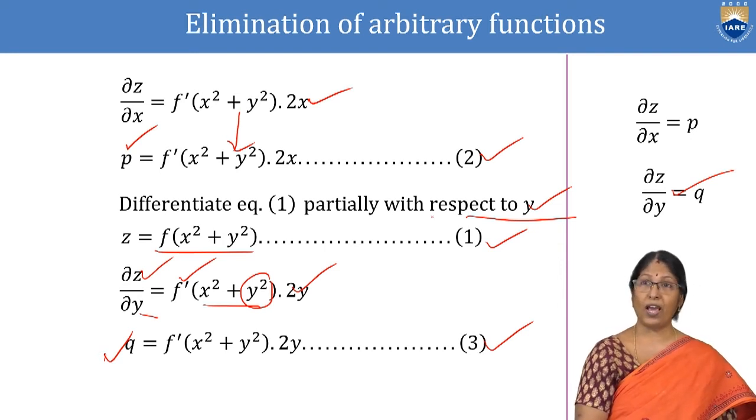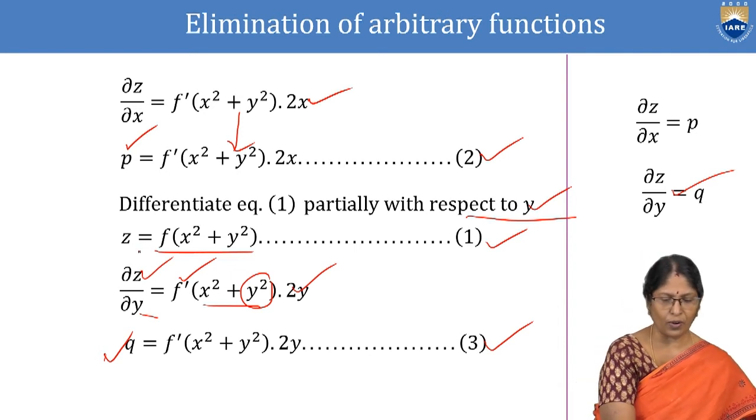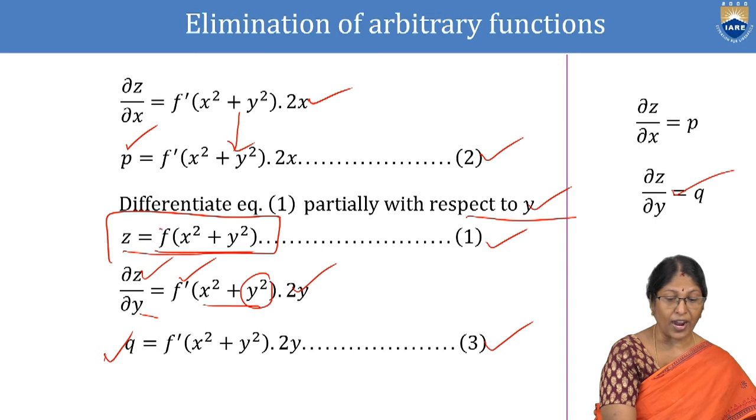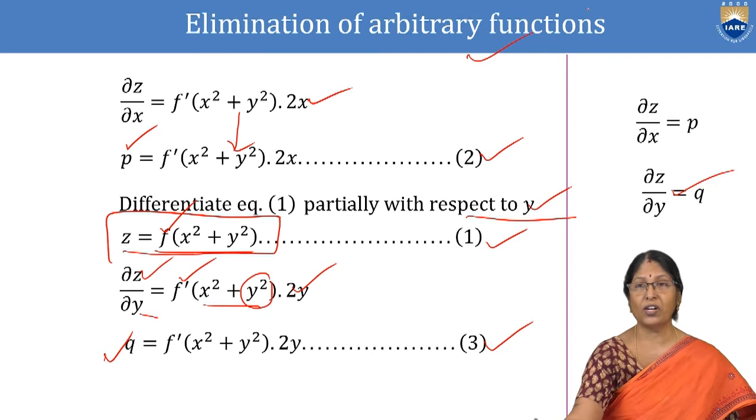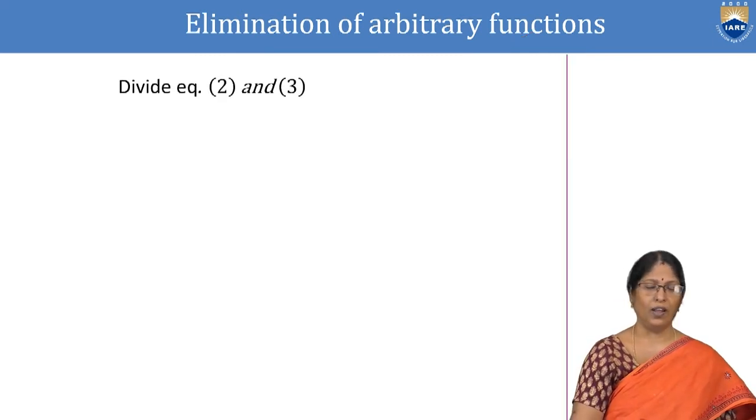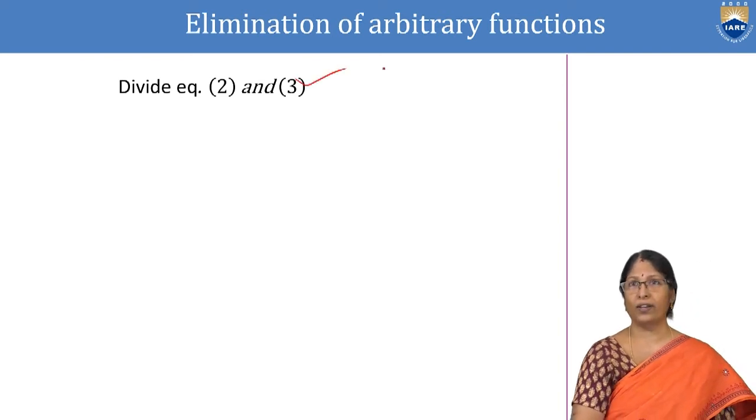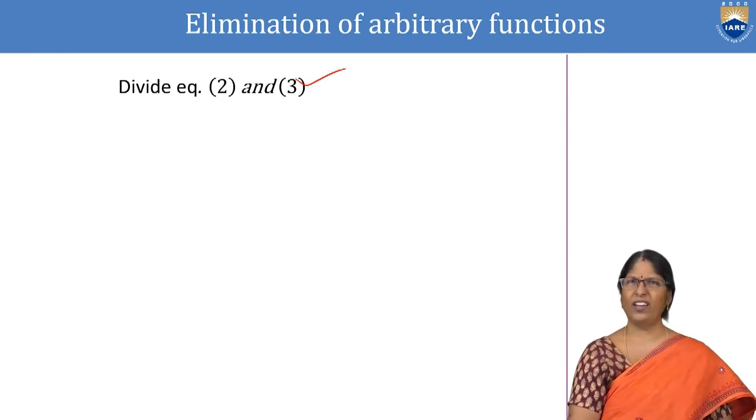So far, this is what we have done. What is our target? Our target is the given question, where the final answer should have f removed. That is the topic, elimination of arbitrary functions. Now divide equation 2 and 3. Why specifically do we take a division? Why not multiplication, addition, subtraction? Anything can be taken, whichever is easy and saves our time, but in the final result, the function should not be there.